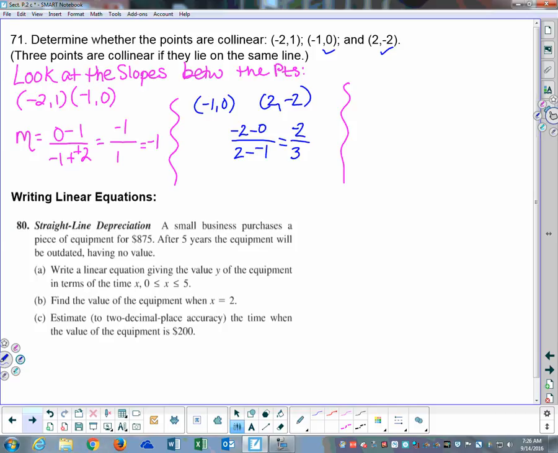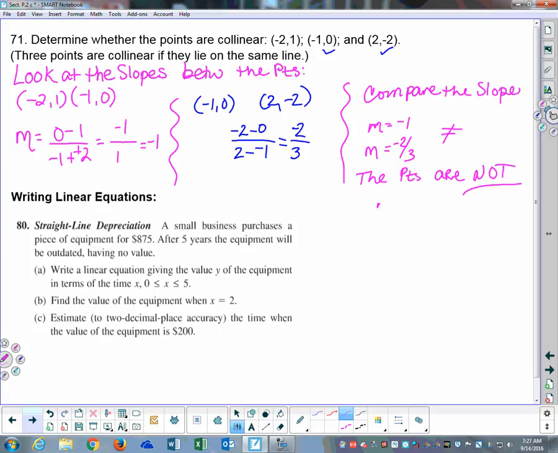Whoa, we can stop right there, can't we? Compare the slopes. If they lie on the same line, they should have the same slopes. And my first one was a slope of negative 1. My second one between those 2 points was a slope of negative 2/3. They are not equal. Therefore, the points are not collinear.